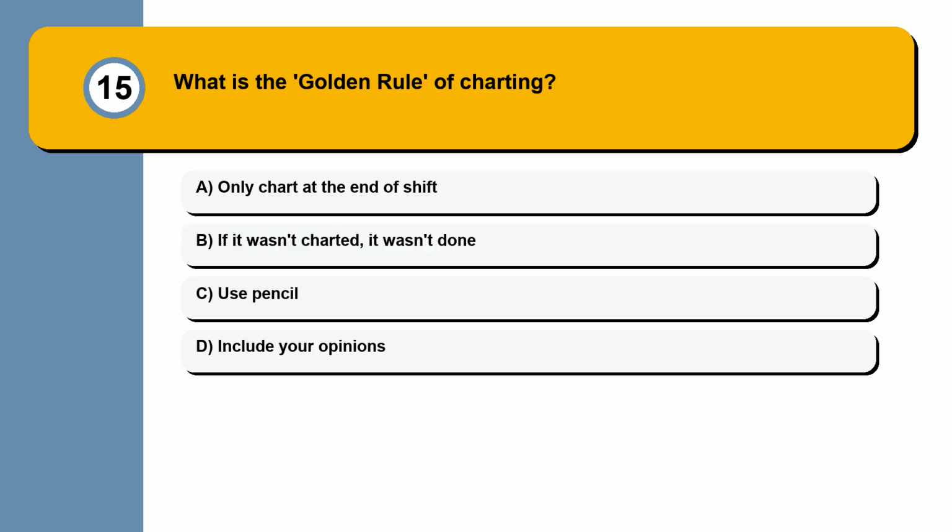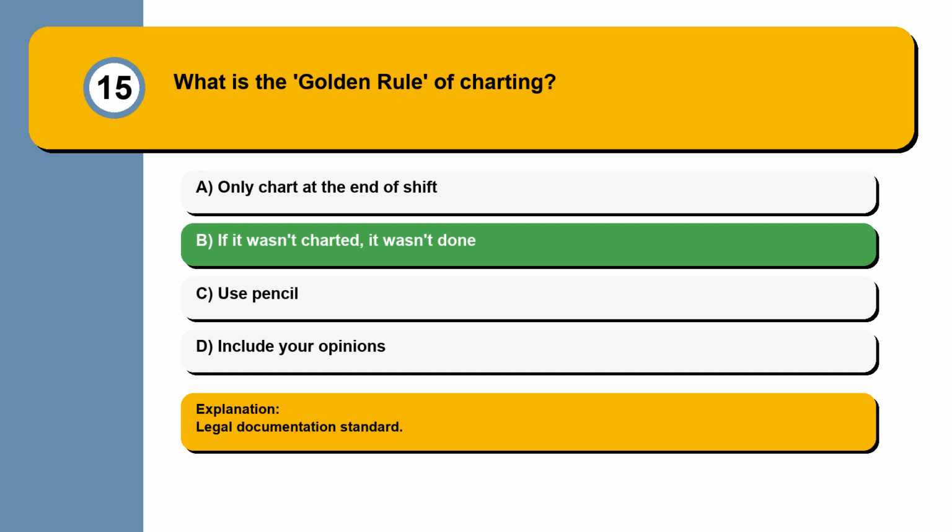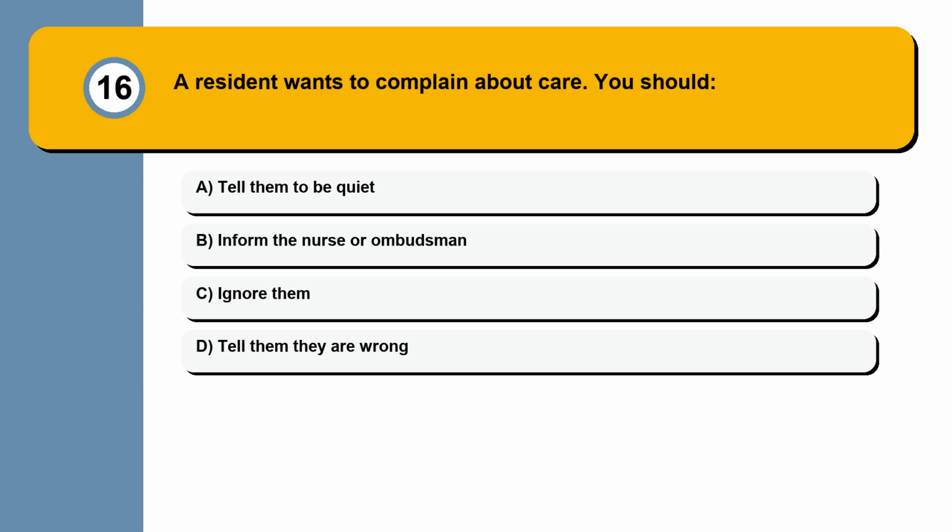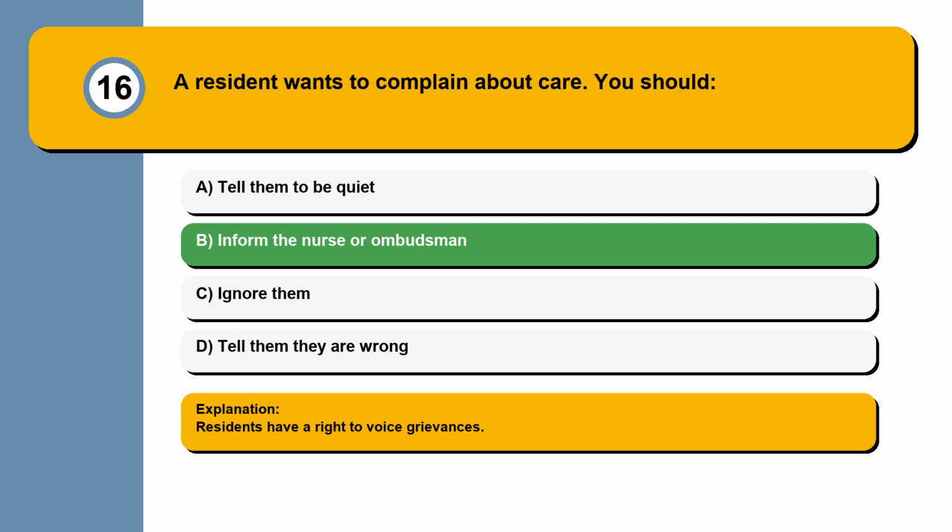Question 15. What is the golden rule of charting? Only chart at the end of shift. If it wasn't charted, it wasn't done. Use pencil. Include your opinions. Legal documentation standard. Question 16. A resident wants to complain about care. You should tell them to be quiet. Inform the nurse or ombudsman. Ignore them. Tell them they are wrong. Residents have a right to voice grievances.